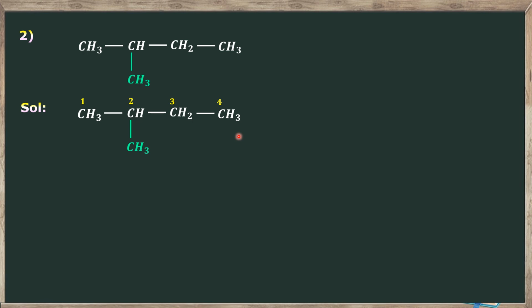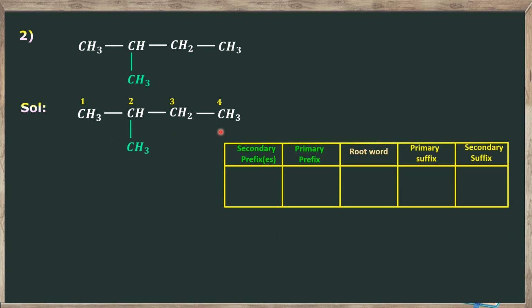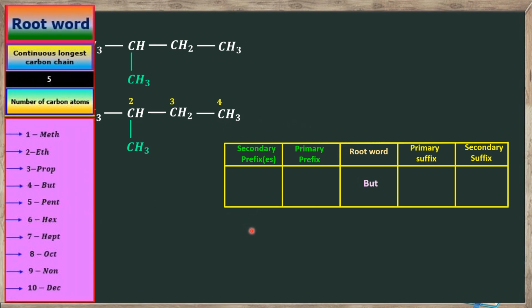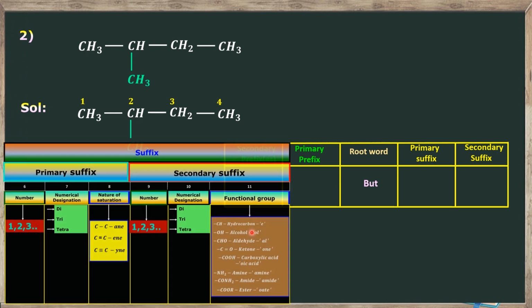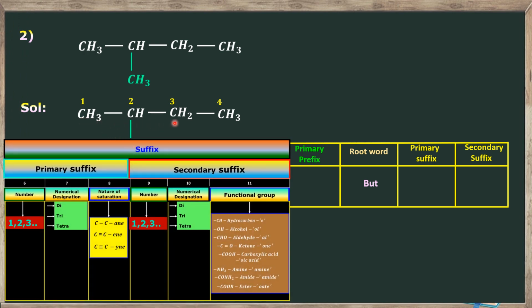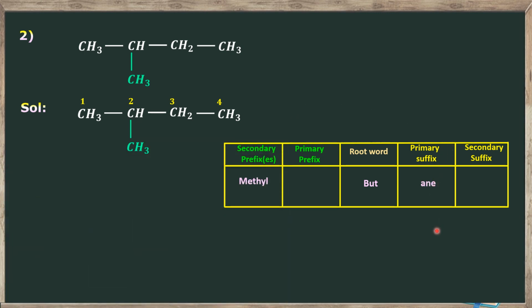Okay. So in this parent chain, 4 carbon atoms are there. So the root word is but. Next, primary suffix. Here in this parent chain only carbon-carbon single bonds are there. So ane. Primary suffix is ane. Secondary prefix, otherwise substituent, is methyl. To the second carbon atom, methyl group is attached. This is called a substituent. So the name of this organic compound is 2-methyl-butane.